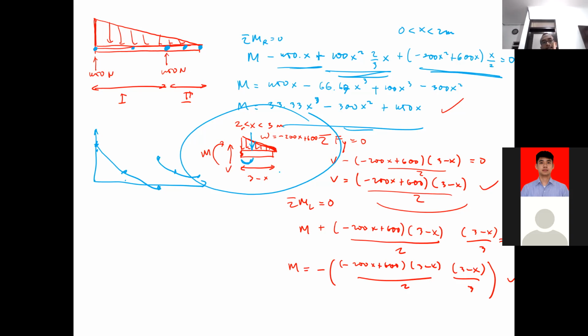Nah, setelah kita dapat semua persamaannya, untuk persamaan pertama itu X dari 0 sampai 2 meter, persamaan kedua dari X sama dengan 2 meter sampai 3 meter, kita bisa buat diagramnya. Nah, cara membuat diagramnya bagaimana? Di tiap persamaan, paling tidak kalian ambil 3 sampel: ujung kiri, batas awalnya, batas akhirnya, ujung kanan, dan juga tengah-tengah, untuk persamaan pertama dan juga persamaan kedua. Nanti kalian bisa buat grafiknya, baik V maupun M. Seperti itu. Oke. Jadi begitu ya, untuk kasus yang ini.